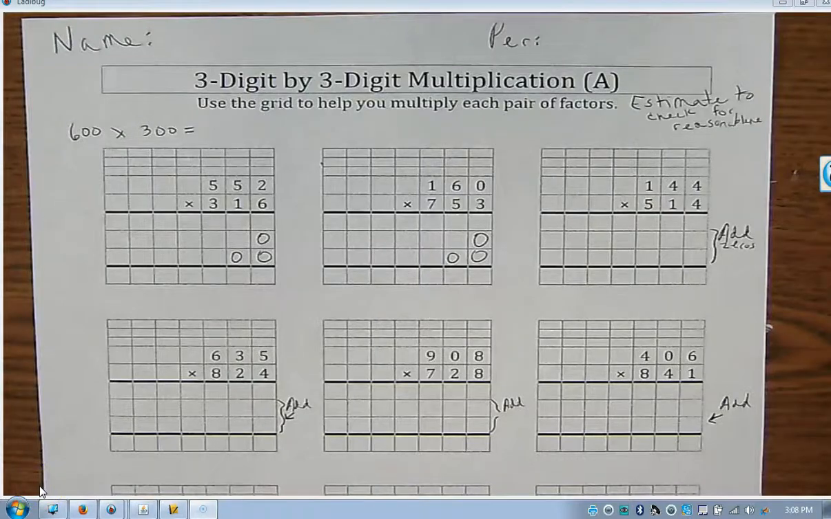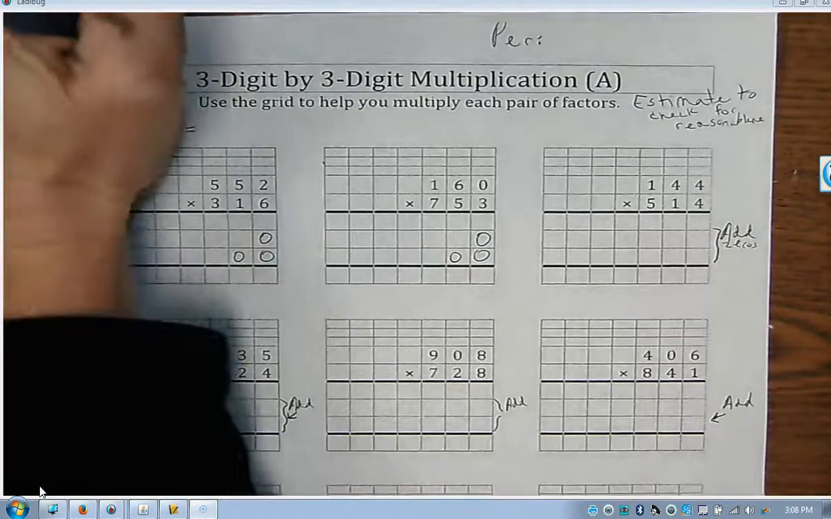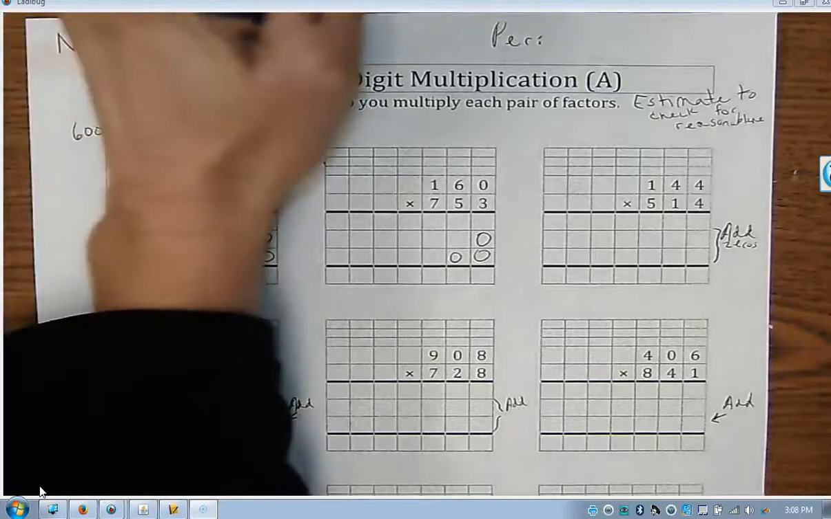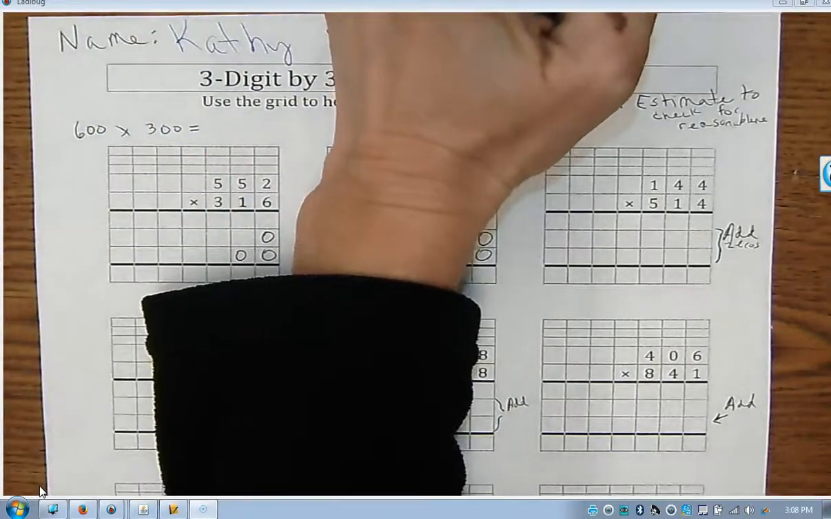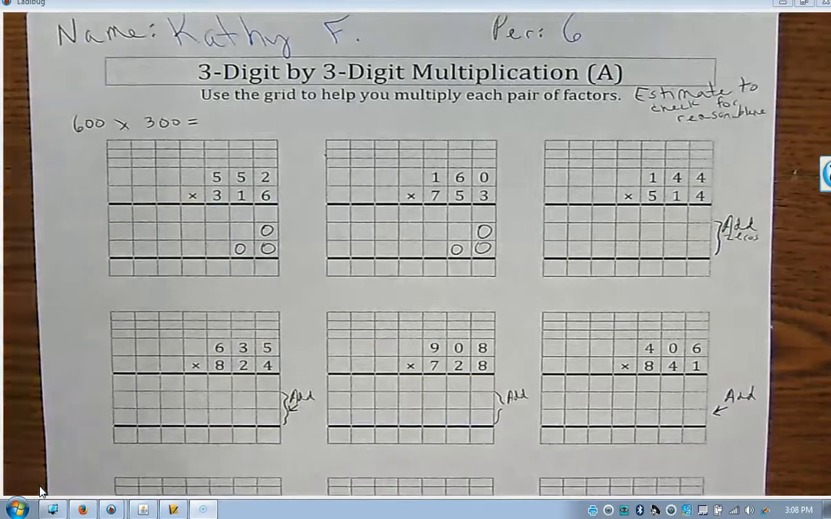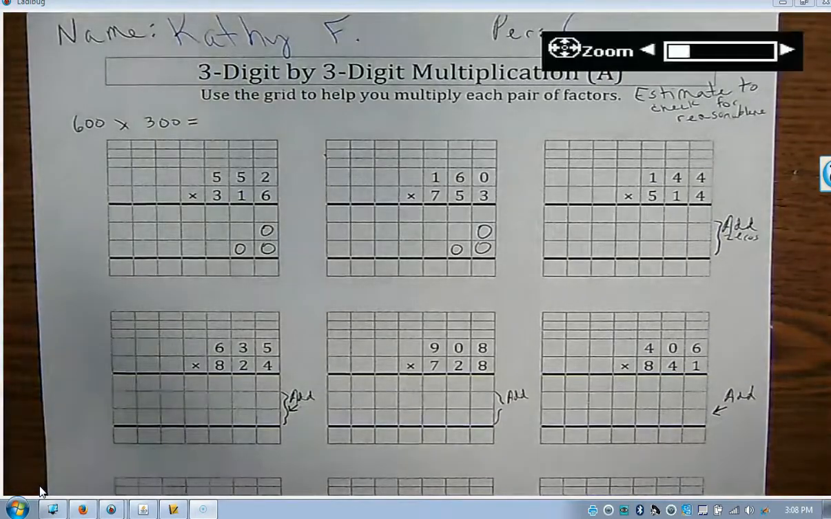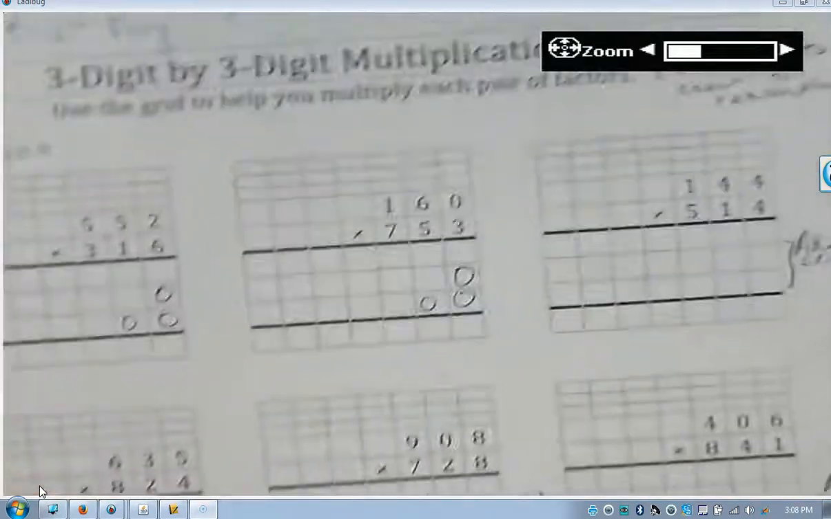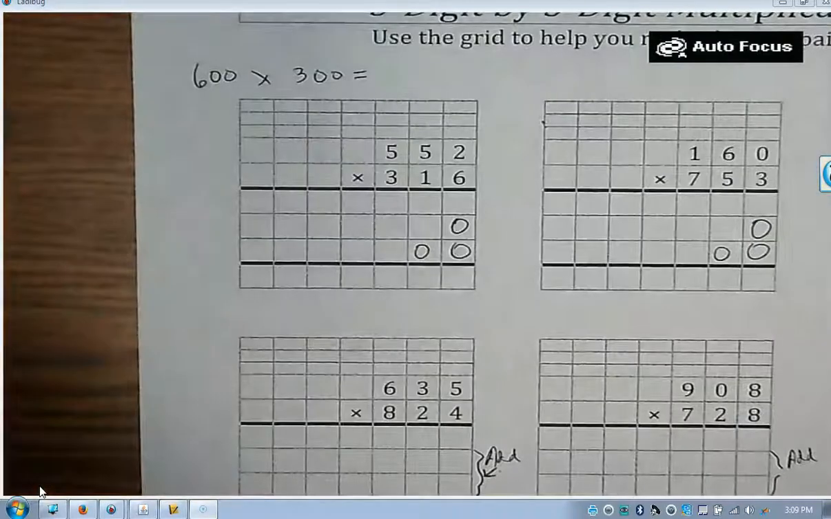All right, so this is 3-digit by 3-digit multiplication. Put your name at the top. And it's kind of like long division where there's a bunch of steps you need to do. You have to just work through it really slowly and carefully.